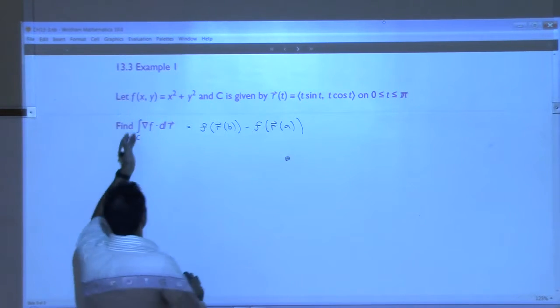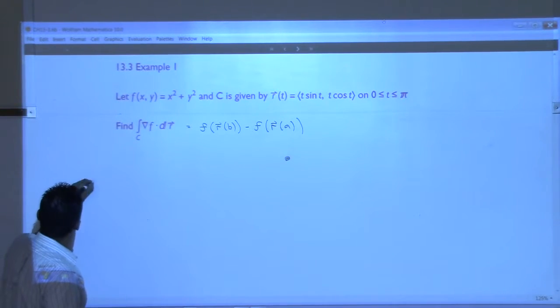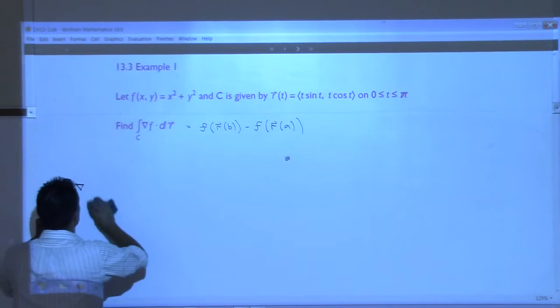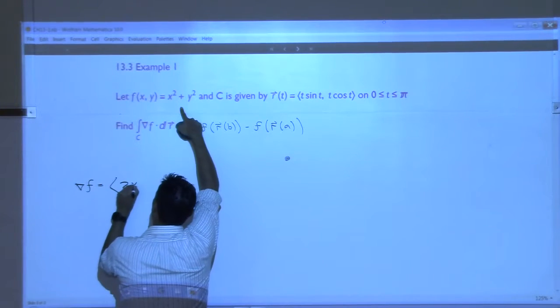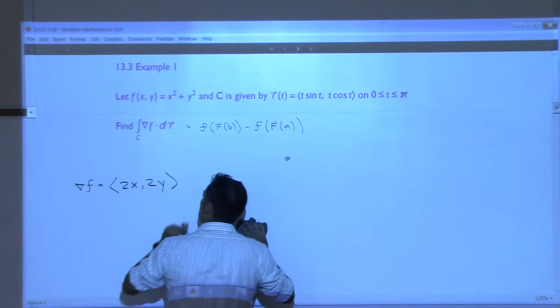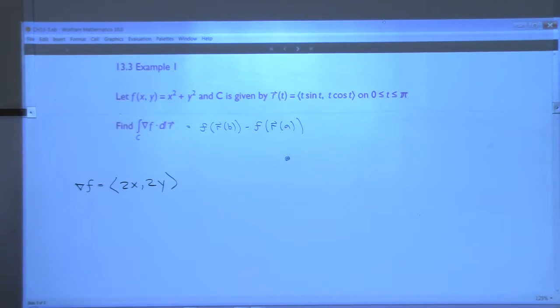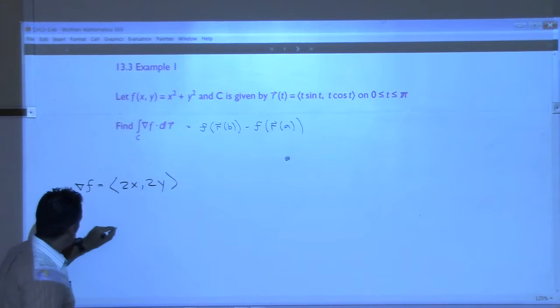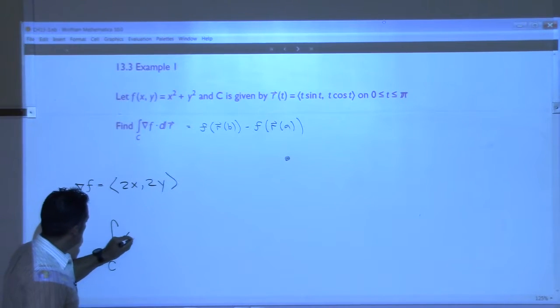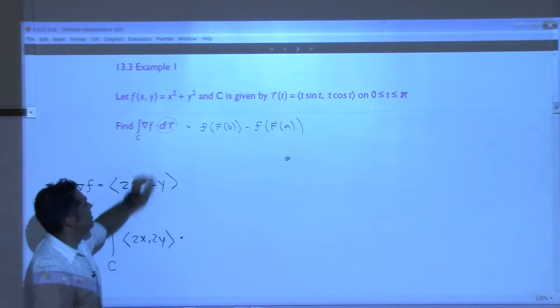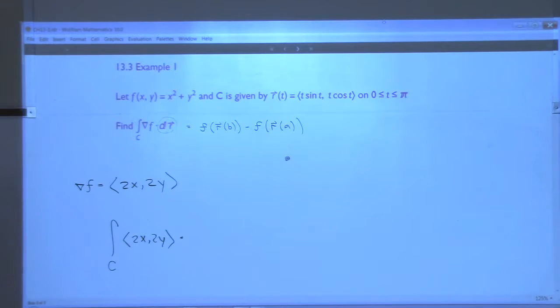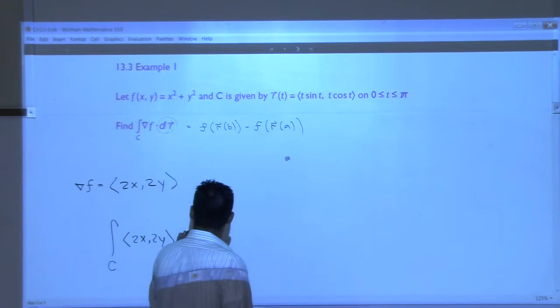Yeah, so we would start out by finding the gradient of that. What is the gradient of f? Gradient of f would be equal to partial of that with respect to x, partial with respect to y. So it's a two-dimensional vector, right? And so this would become the line integral over c of 2x, 2y, dotted with, now what is this? That's r prime of t, right? r prime of t dt. So what is r prime? What's the derivative of r?